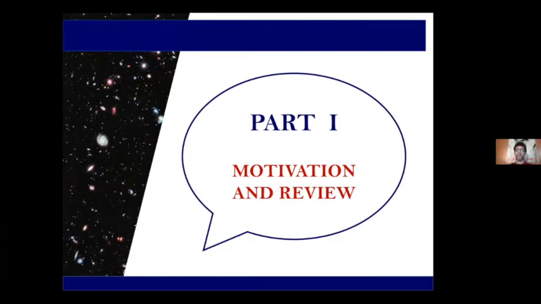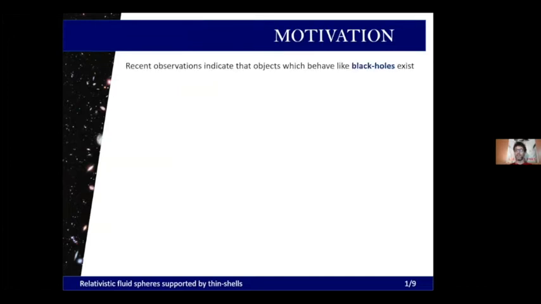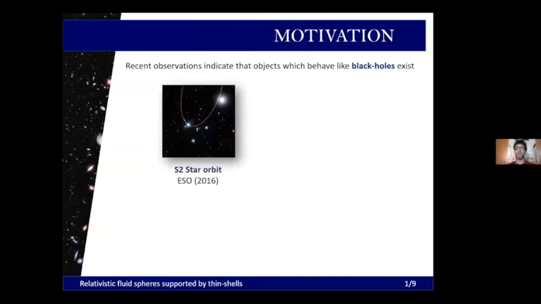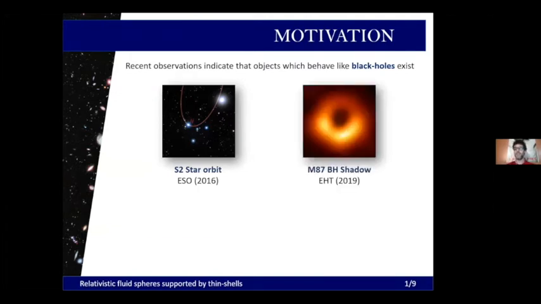So today we have plenty of observations from, for example, the center of our galaxy and from the center of other galaxies also. And also with the mergers of black holes in gravitational waves, we have a lot of observations that indicate that black holes do exist. And recently, for example, we have the observations from the center of our own galaxy. The star S2 is orbiting a very massive object in the center of our galaxy. And also, even more recently, we had the first image of a black hole shadow by the Event Horizon Telescope.